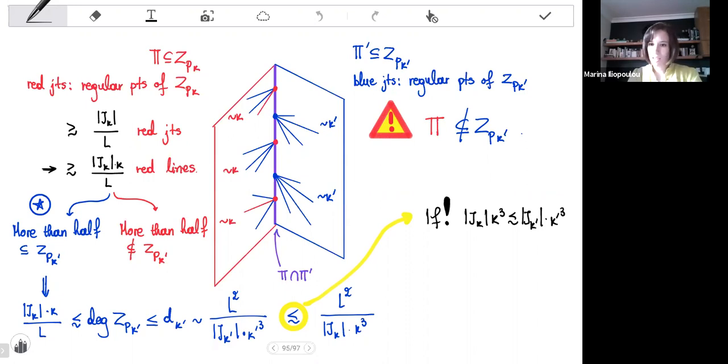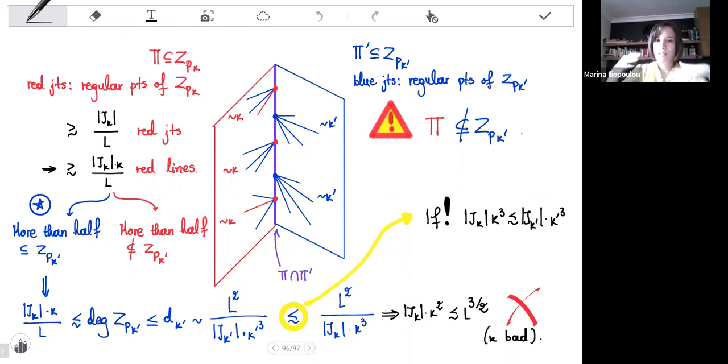I would rearrange and I would get that J_k satisfies an exceptionally good estimate, which can't be true. I assumed k is bad. So assuming that this line contains a lot of red joints, or in other words, that a lot of red joints participate in bad configurations like this, I got a contradiction. And you'll say, this is a big if. How can I know that such a thing will happen? It's not such a big if, because one of the two quantities will be smaller than the other, for sure. So if it doesn't happen for J_k, it will happen for J_k prime. And I can do the exact same process for J_k prime.